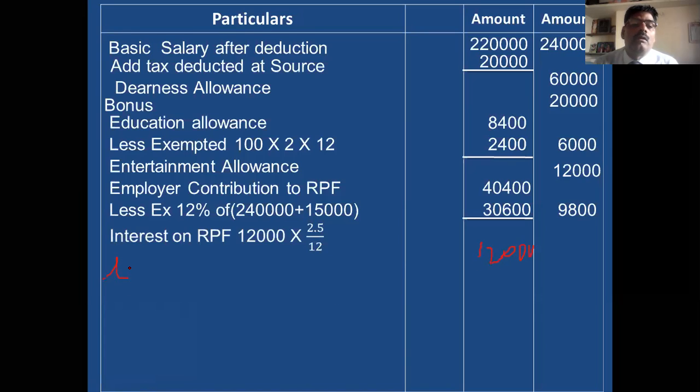Then less, 12,000 is the interest into exemption percentage 9.5 divided by total rate 12%. 9,500 you deduct, then whatever balance comes you write in the outer column. This is one way of calculation. Direct way of calculation is you take the total interest into taxable percentage divided by total percentage. This is the direct answer.